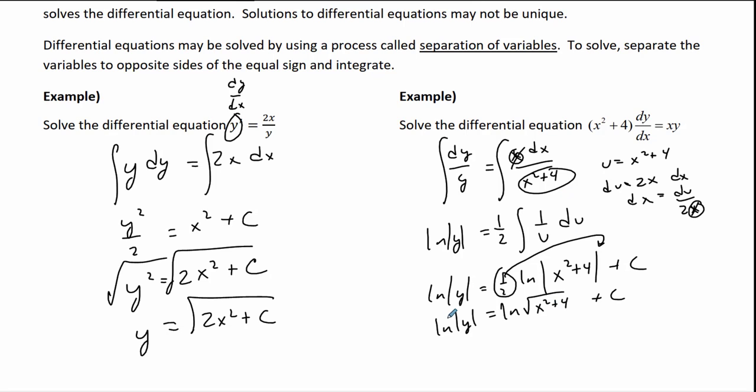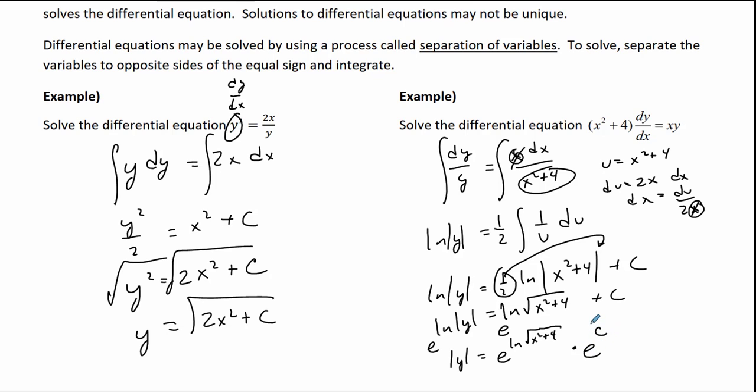Now I need to get rid of my ln's, so I need to take e and raise it to both sides, and I'm going to get the absolute value of y is equal to, this is going to be kind of crazy, but if we look at it, e to the ln of the square root of x squared plus 4 plus c. But because I'm adding something here, I can actually multiply it by e to the c, right? Because I have the same two bases. Technically, it's e to the ln of the square root of x squared plus 4 plus c if I want to get rid of this e. But I don't. I want to split it up.